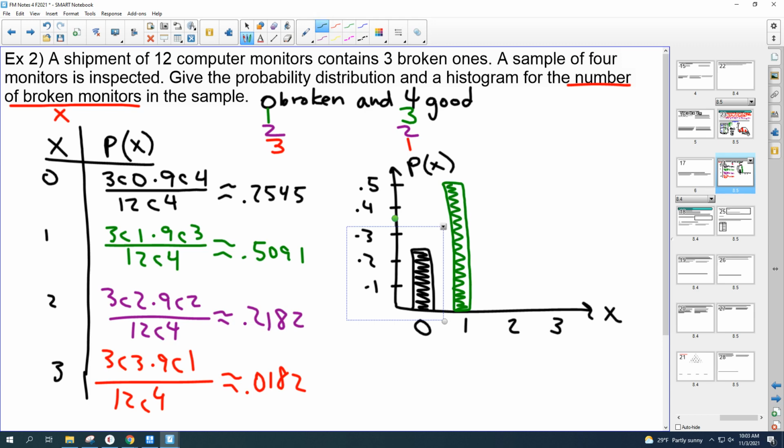You know what I kind of like doing when you draw this histogram, if it's a weird number, I like writing it in right here just so it's very clear what it is. 2 broken monitors, probability was 0.2182. 3 broken monitors, 0.0182. That's very small. Looks like that. That's your histogram.